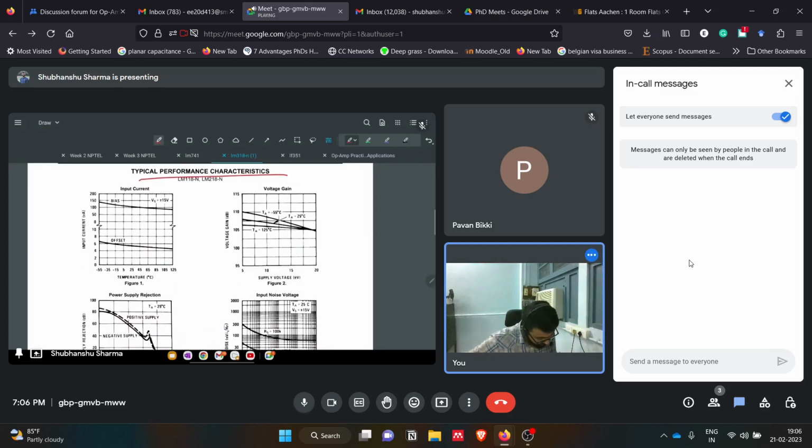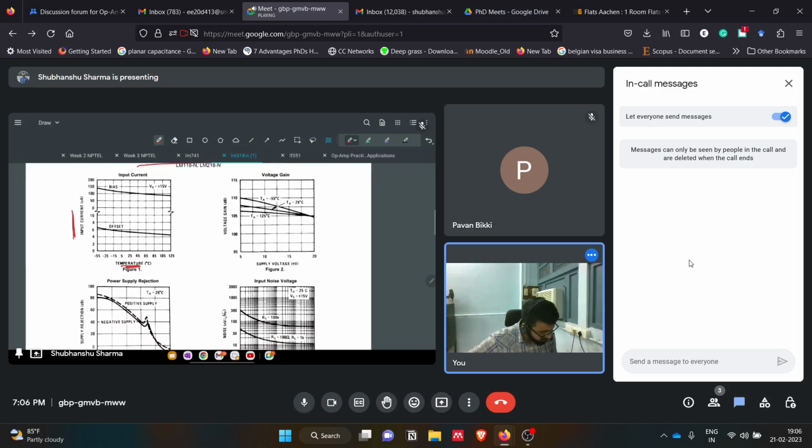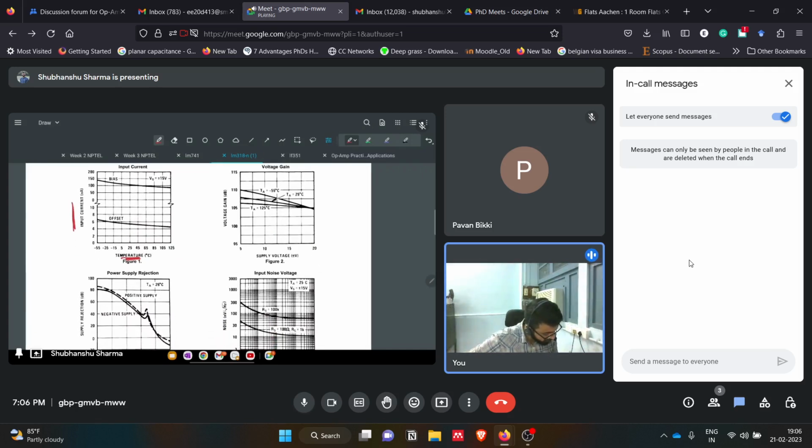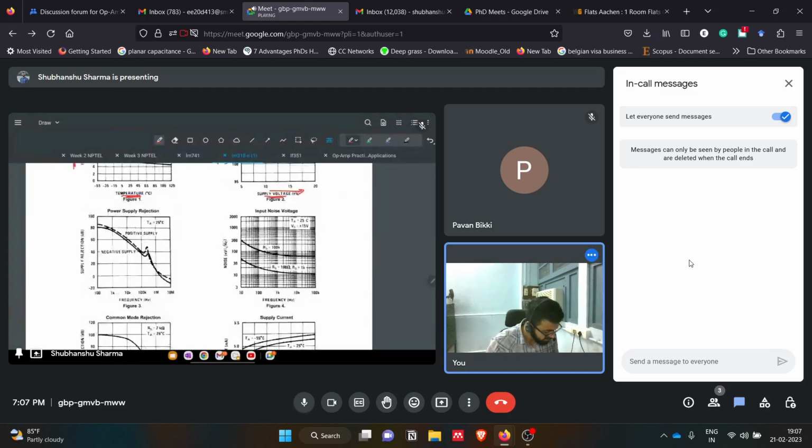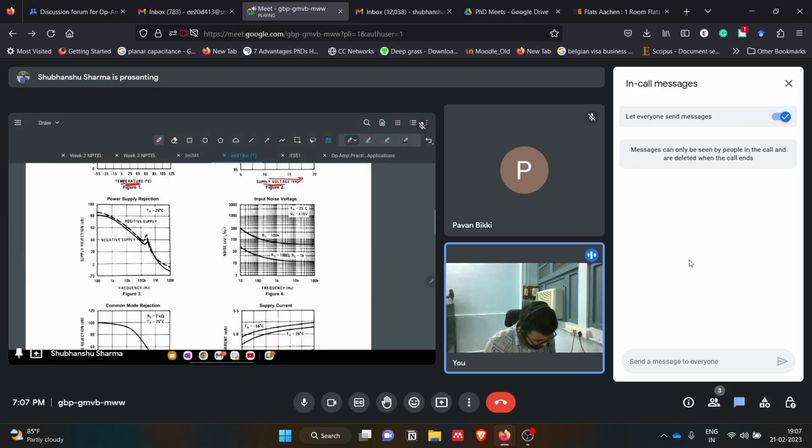With temperature, the input current changes. The supply voltage also changes, and the voltage gain changes if you change the supply voltage. These are based on temperature, so that also varies a little. But normally we use 25 degrees Celsius, so that is okay. The important thing I want to point out is the frequency.